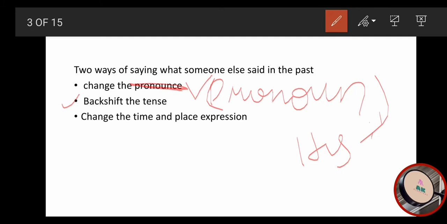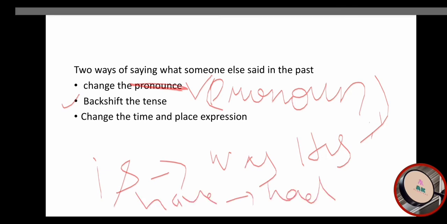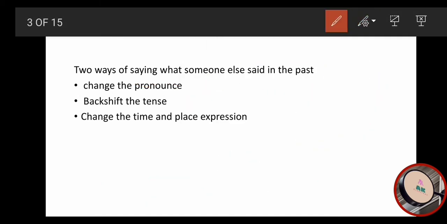If "is" is there in a sentence, you have to change that into "was". And if "have" is there, you have to change it into "had". So for that you should know every form of the tenses. Then change the time and place expressions. For example, for "tomorrow" you have to change it to "the next day", like that.